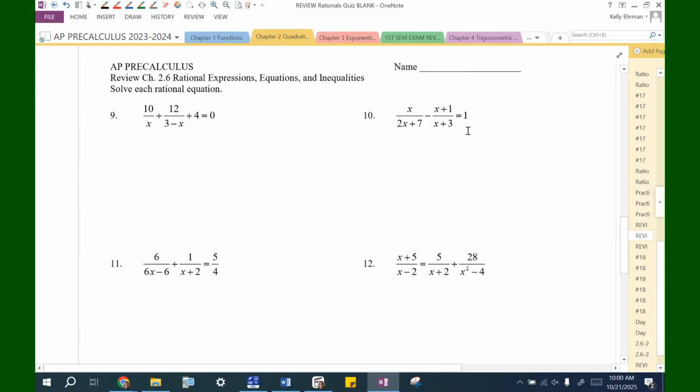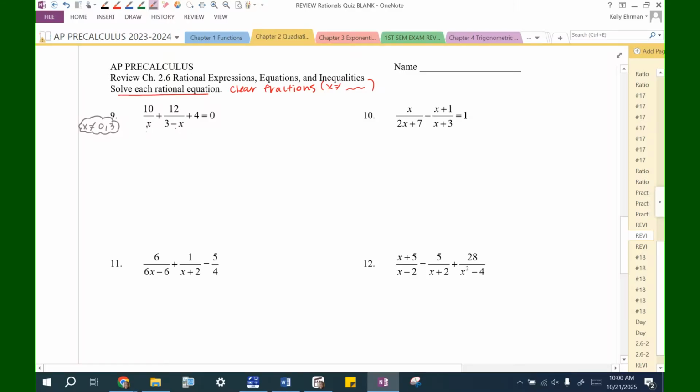All right, now we're on solving equations. So to solve each rational equation, you are allowed to clear fractions. But remember to look at x is not equal to whatever. So I'm going to start by doing that. So x cannot equal 0 or 3. If I get either of those in my final answer, I throw that answer out.